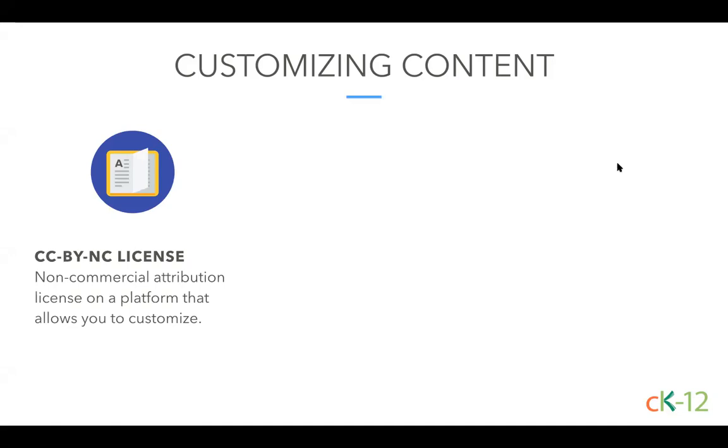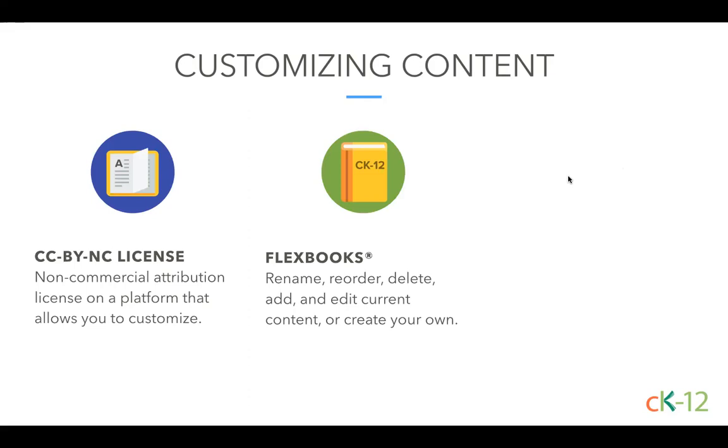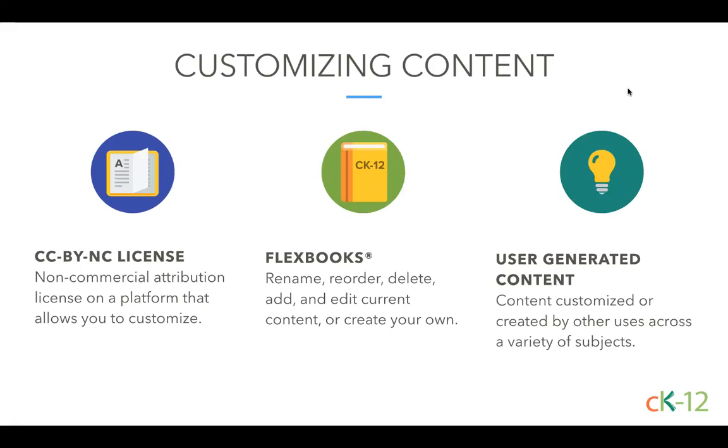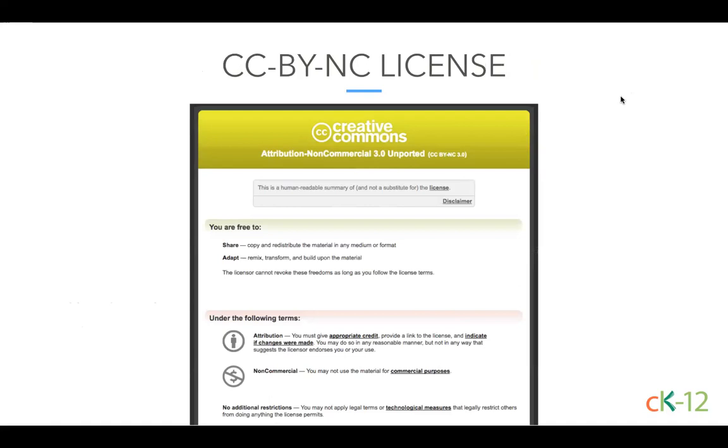One thing I want to tell you up front is about our CC BY-NC license. I'm going to show you how we can rename, reorder, delete, add, and edit current content within our FlexBooks, and also briefly touch on user-generated content. Our license is the Creative Commons Attribution Non-Commercial 3.0 license. You are able to adapt and share content on our site as a result of this license. You can find out more about the specifics of this license, including usage and giving appropriate credit, on our site or through Creative Commons. But do be aware that we are license compliant and this is what makes the whole thing work.